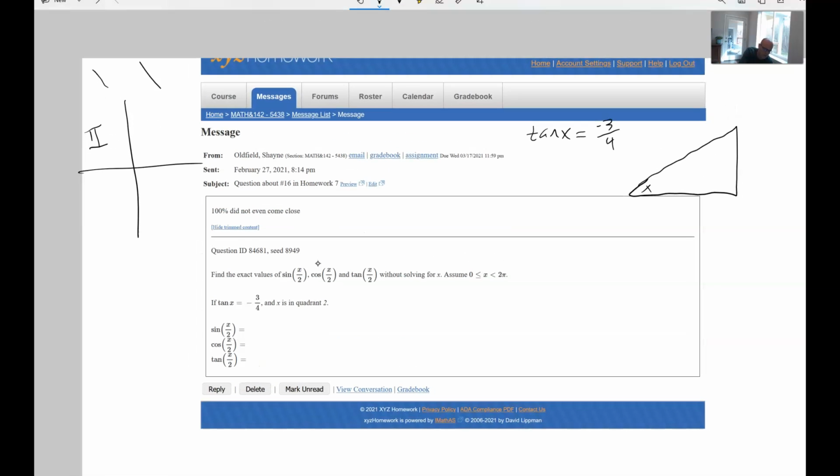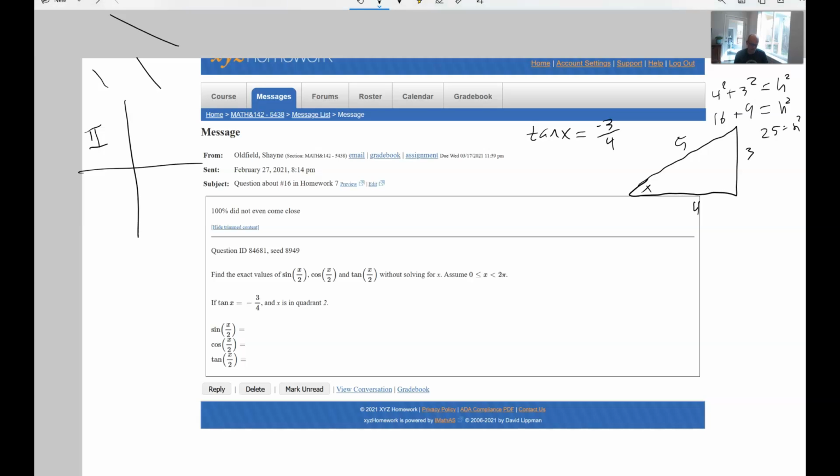The second quadrant is what tells me that it's negative. That's why tangent's negative, because it's in the second quadrant. So I'm going to ignore the negative for a moment and just draw a triangle that represents the 3 and the 4. We know that tangent is opposite over adjacent, so that means this would be 3 and that would be 4. And then if we use the Pythagorean theorem, we know that 4 squared plus 3 squared should be equal to the hypotenuse squared. Of course 4 squared is 16, 3 squared is 9, so that would be 25 is equal to hypotenuse squared, so that would make the hypotenuse 5.